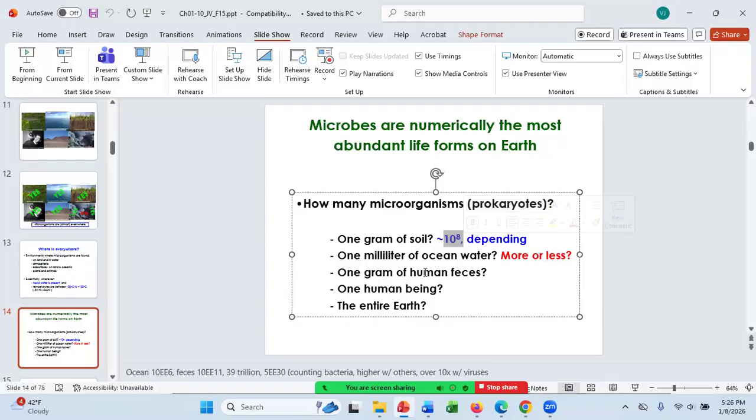How about in 1 milliliter of ocean water? If you don't know, 1 milliliter is about 1 gram of ocean water. Do you think you have more or less cells than 1 gram of soil? You want to have a guess? You have a 50-50 chance here. Soil, probably. Soil has more, you're correct. Ocean water is actually one of the deserts on planet Earth. So we actually have fewer cells in ocean water than we have in soil.